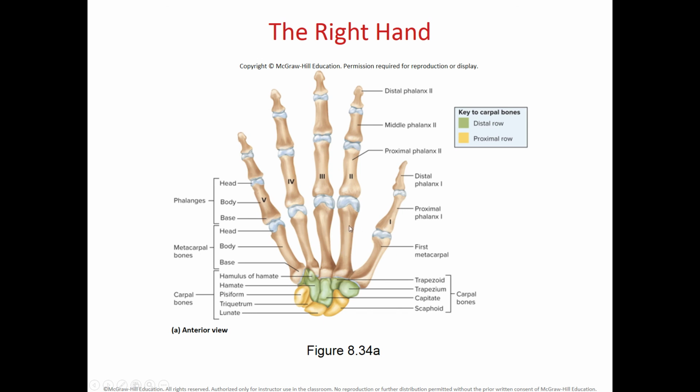So this is how the carpal bones look. This is the anterior view of the right hand. This will be the proximal row of carpal bones, and this will be the distal row. The proximal row is in yellow, the distal row is in green.